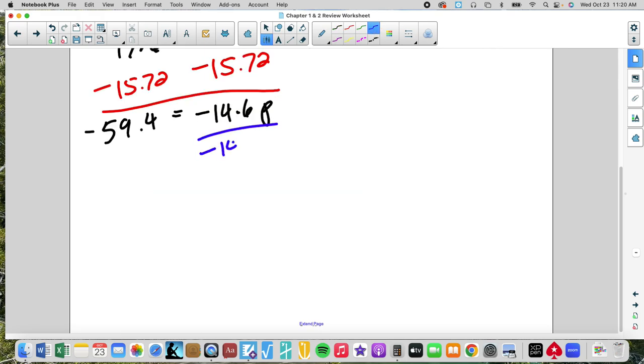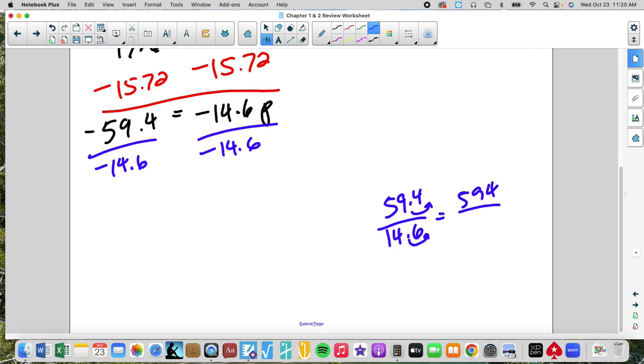Divide by negative 14.6. And so we get 59.4 over 14.6. Let's move that decimal point. That's 594 over 146. I'm going to take half, which is 297 over 73. Okay.